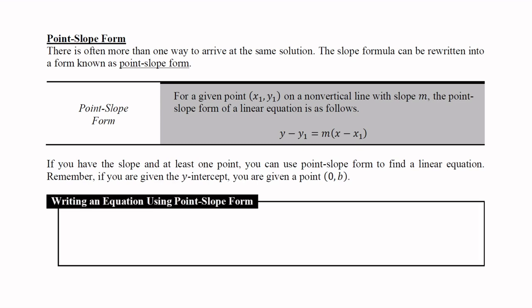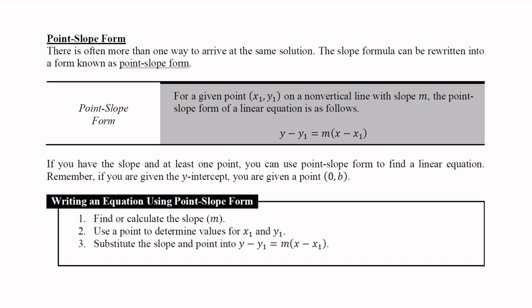So to write an equation using point-slope form, you'll find or calculate the slope, use a point to determine the values for x1 and y1, substitute the slope and point into y minus y1 equals m times the quantity x minus x1, and then solve for y to rewrite in slope-intercept form.